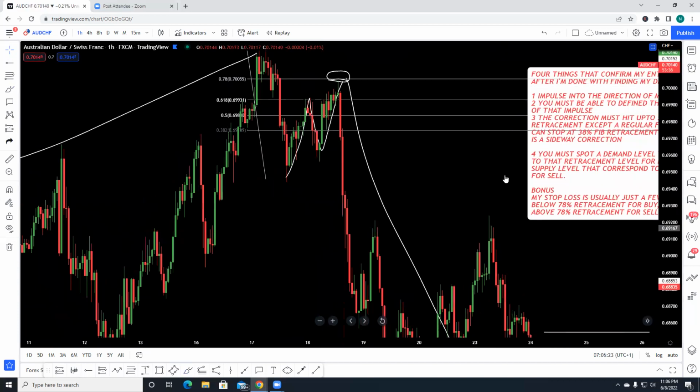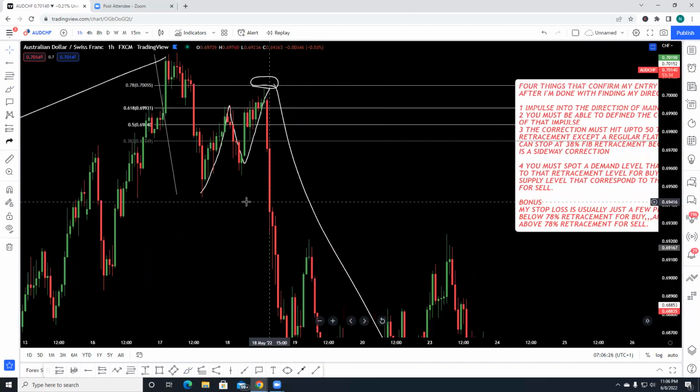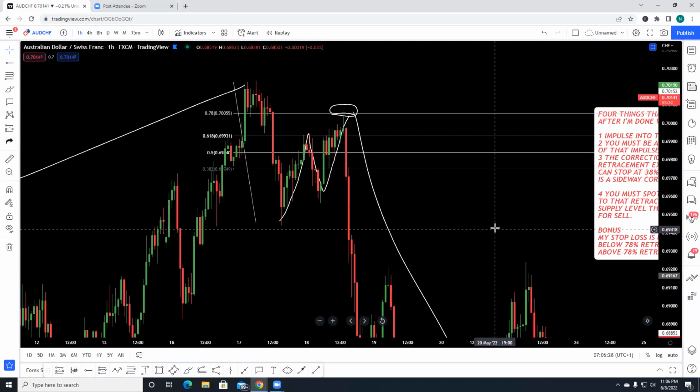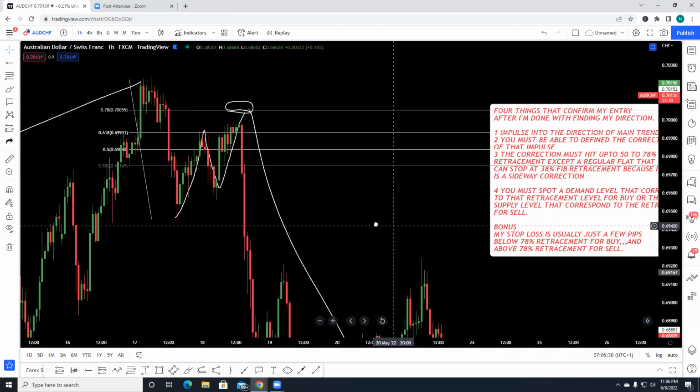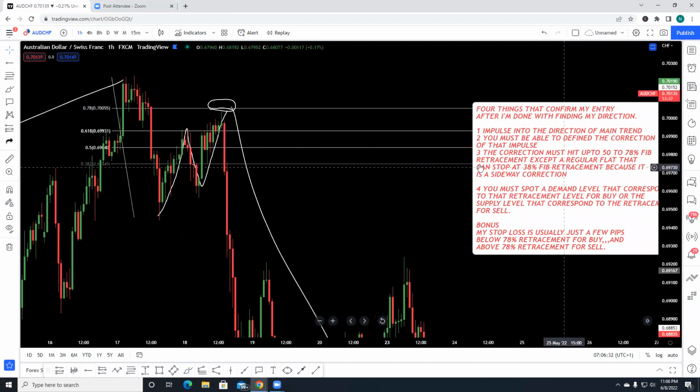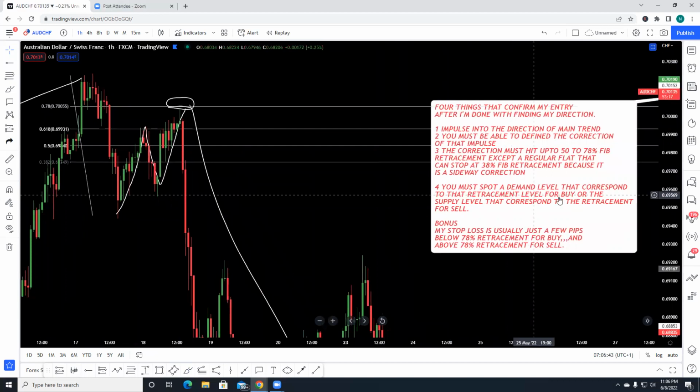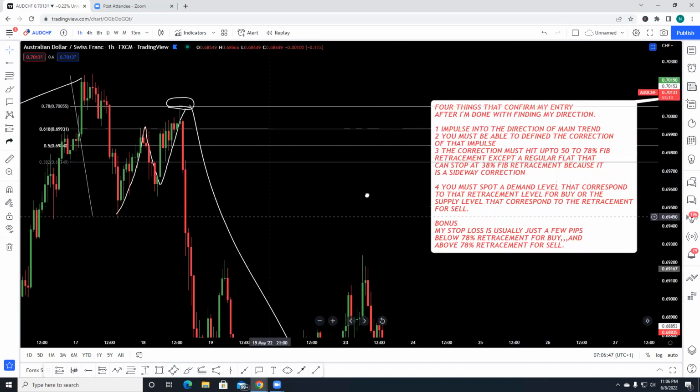Remember, all this check you are doing is at your entry time frame. It's not at your analysis time frame. It's at your entry time frame. The next thing you are going to find out is that it has hit 78% retracement. Okay. What is the next thing? You must spot the demand level that corresponds to that retracement level for buy, or the supply level that corresponds to the retracement level for sell.